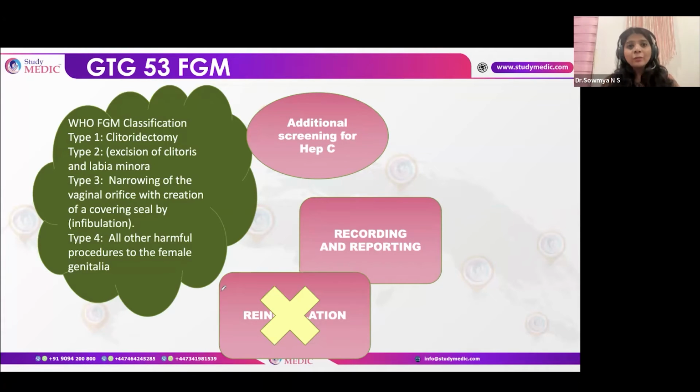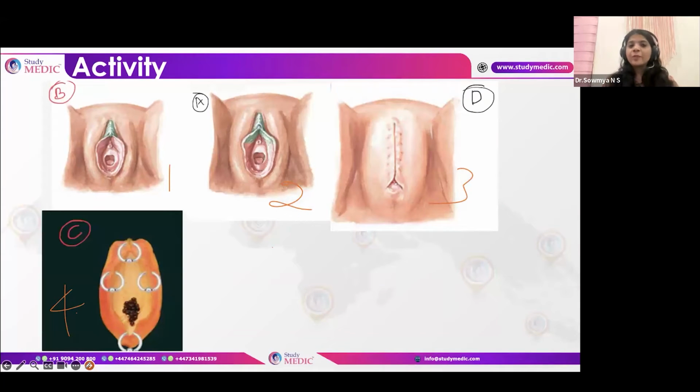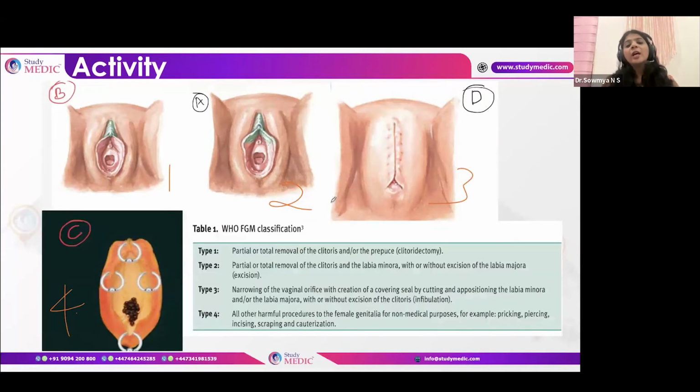And one thing you have to tell: if they have a type 3 where it is completely closed, you would be cutting open the scar tissue, which is called de-infibulation. That is allowed, but you won't be restitching it back, which is re-infibulation. Re-infibulation is definitely not allowed, and it is illegal to get it done in the UK. You can see these are the different types of FGM. So this is type 3. De-infibulation means cutting open the scar tissue, but it would never be restitched back like this.